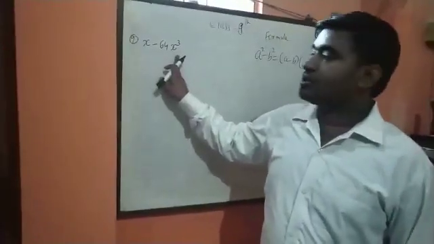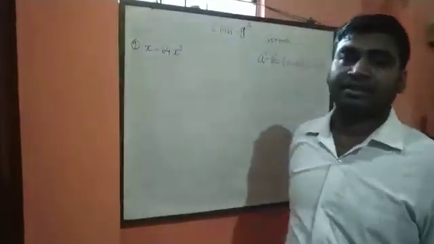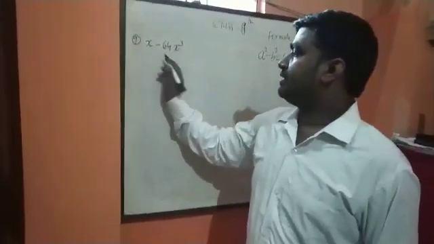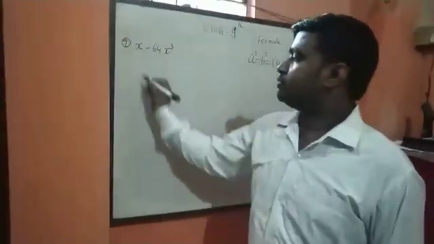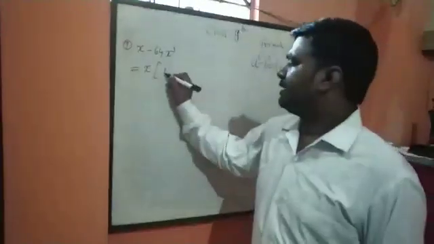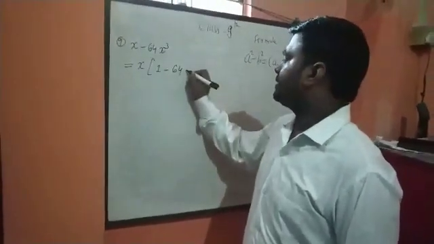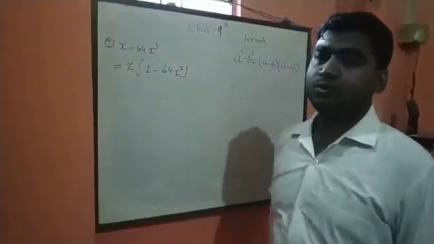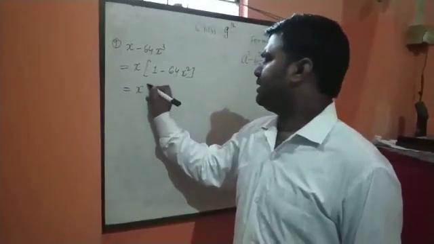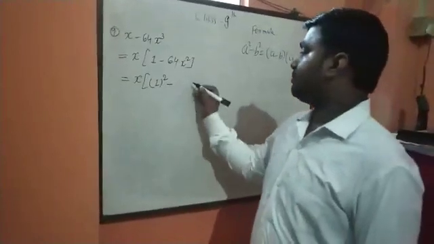Question number 9. Factorize x minus 64x cube. So here we see that x is common in both expressions. So on taking common x, we have 1 minus 64x square.